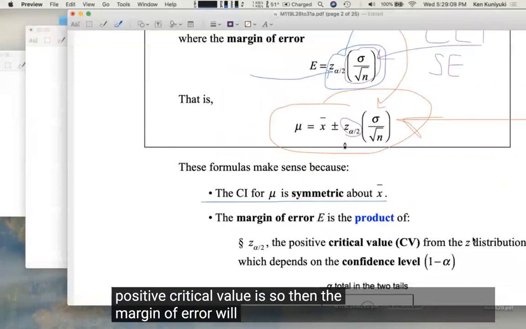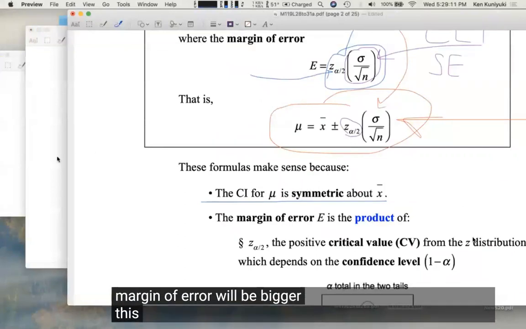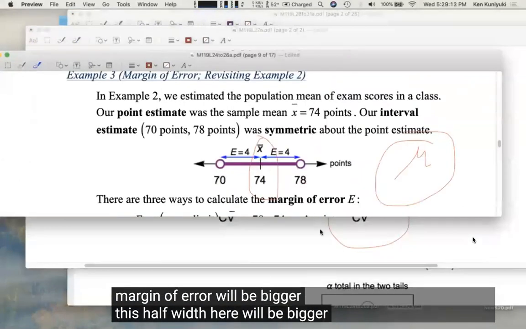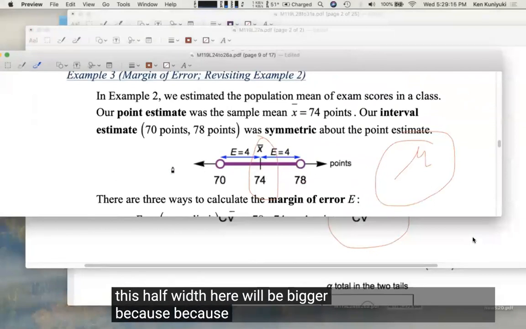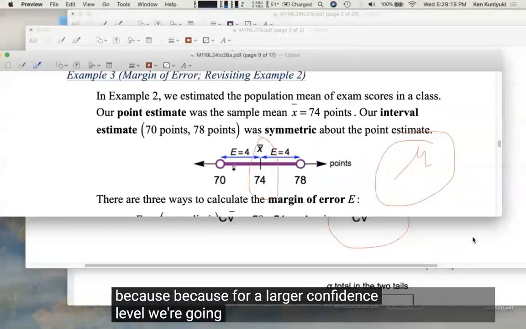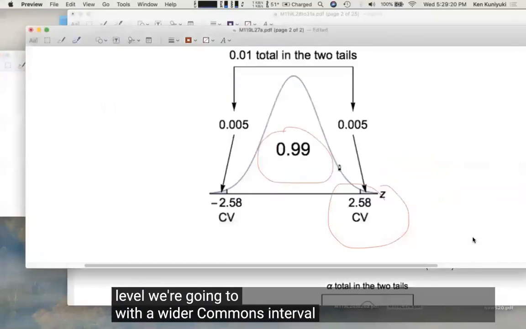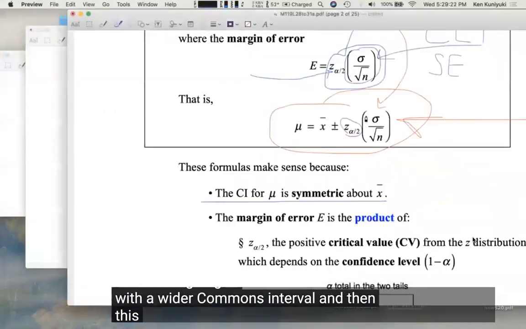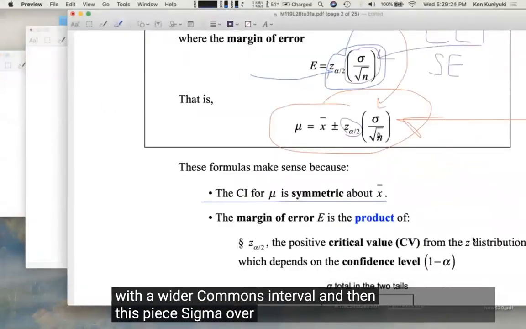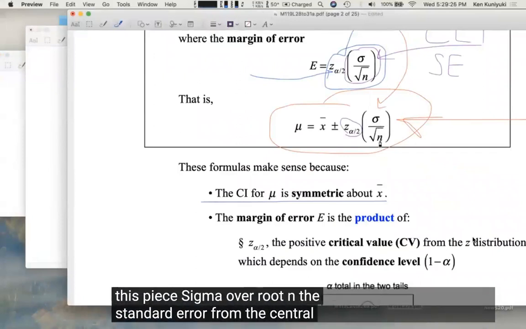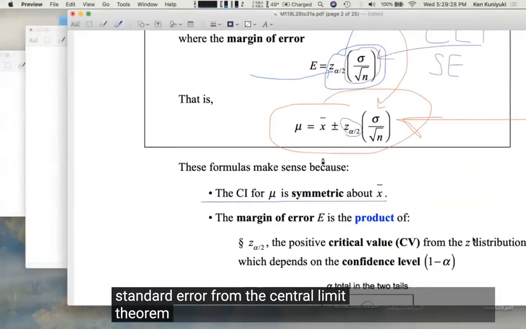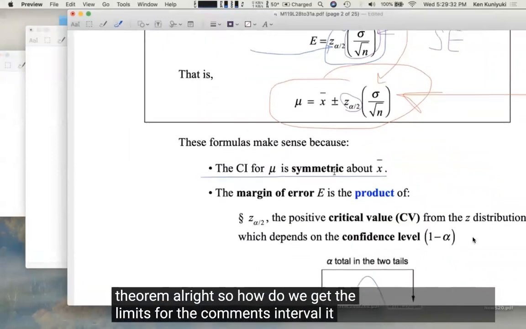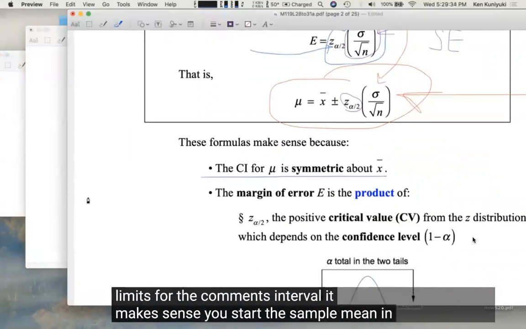So then the margin of error will be bigger. This half width here will be bigger. Because for a larger confidence level, we're going to end up with a wider confidence interval. And then this piece, sigma over root n, is the standard error from the central limit theorem. All right, so how do we get the limits for the confidence interval? It makes sense. You start with the sample mean in the center.